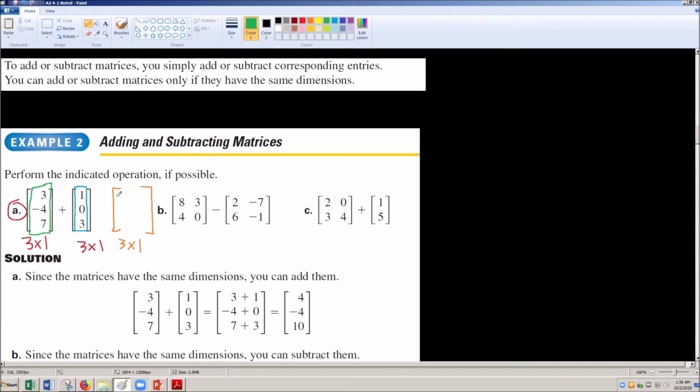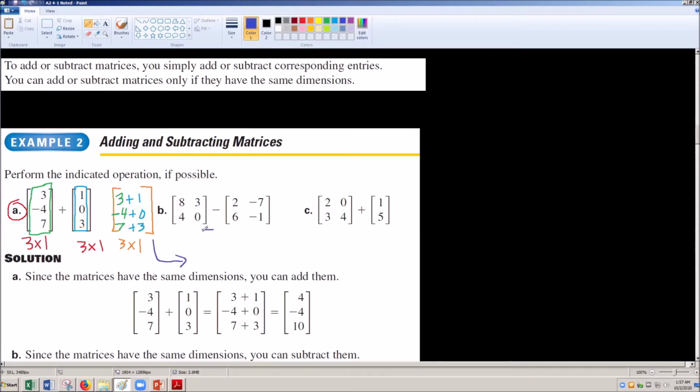I'm doing the first row, first position, plus the first row, first position here. So here I've got my 3 plus 1, and then below that in my next row, I'd have -4 plus 0. It's not a very good negative sign, but there we go. And then the last one here we have 7 plus 3.